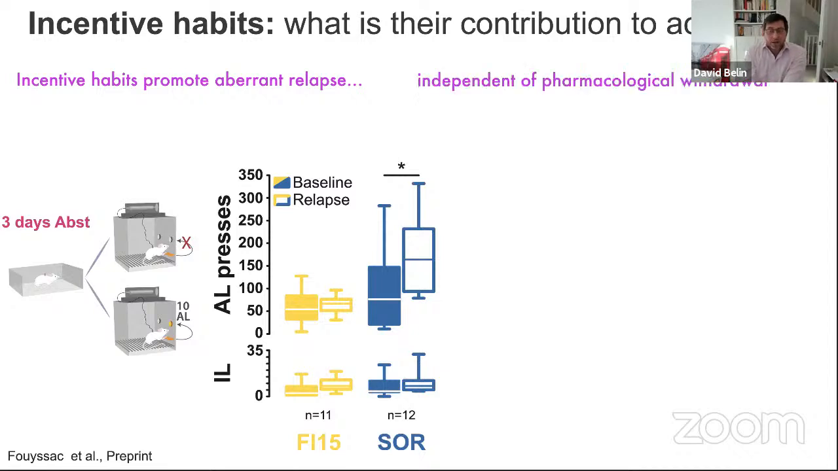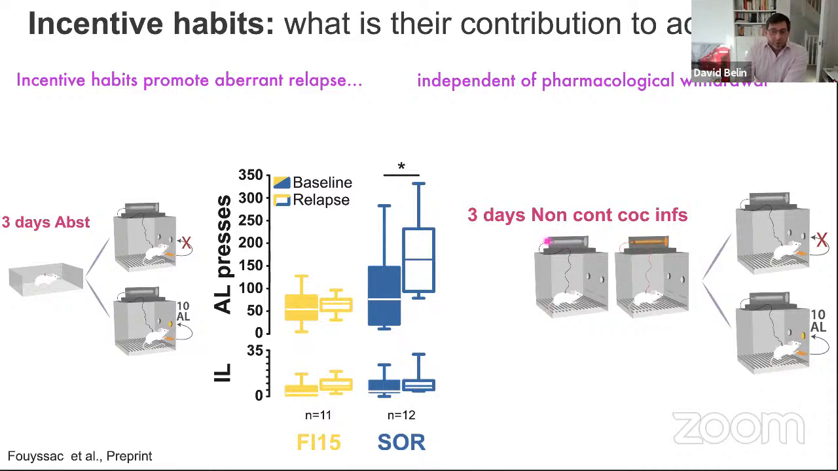So what we did was to place the animals for 3 days in their self-administration context, but they could not respond. But every 15 minutes, they received a non-contingent infusion of the drug. So for 3 days, they would be in their home cage, brought to the self-administration context, not respond, receive non-contingent drug infusions, and after 3 days, we give them access to the levers and they can freely seek the drug either under the habit or the incentive habit condition. So here we've controlled for any pharmacological withdrawal.